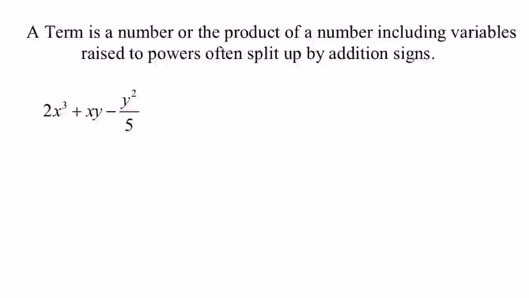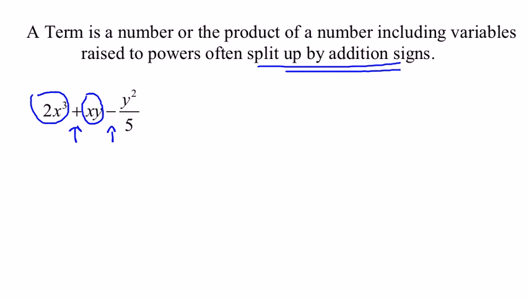A term is a number or the product of a number, including variables, raised to powers, often split up by addition signs. Now looking at this example, we see an addition sign here, and we're like, okay, well, this is a term, and this is a term. But this is a subtraction sign. So let's write this a little bit differently to make sure that it's definitely split up by addition signs.